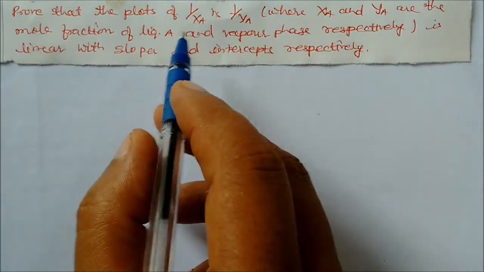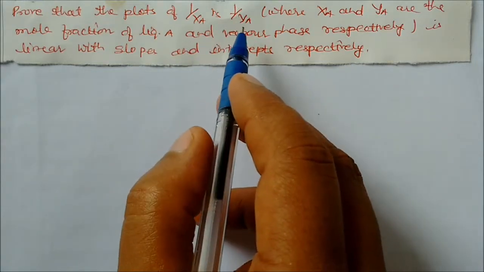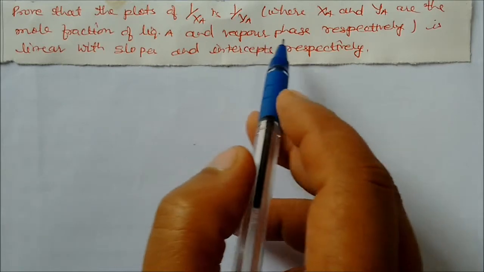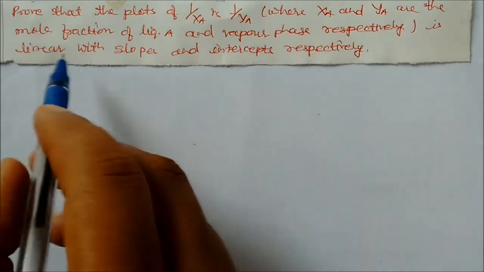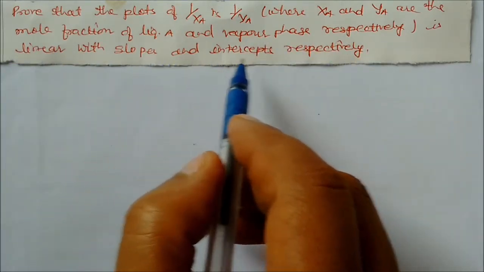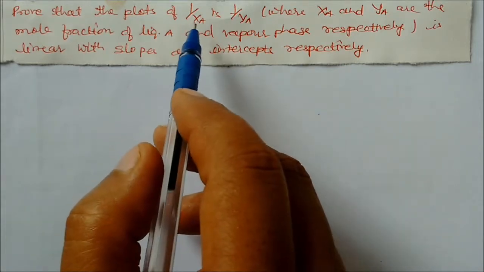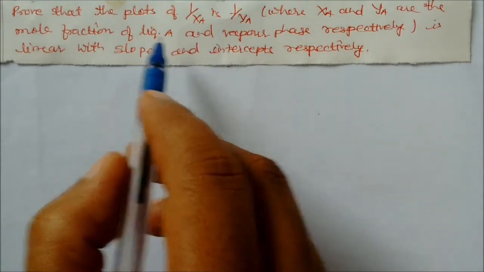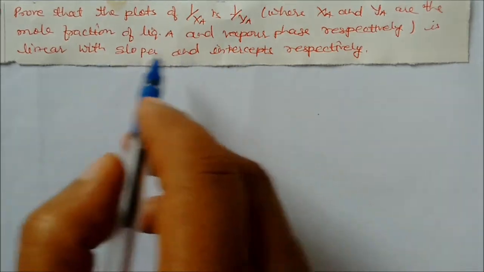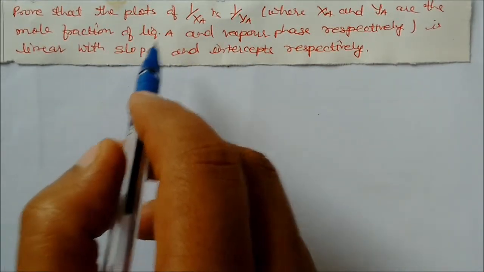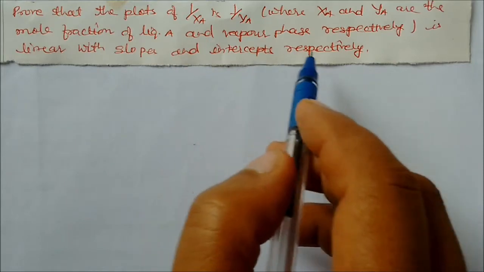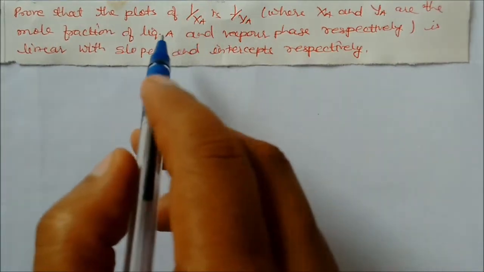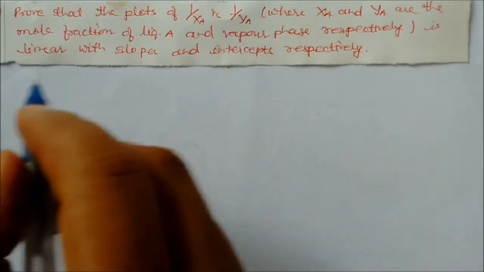Prove that the plot of 1 by XA versus 1 by YA, where XA and YA are the mole fraction of liquid A and vapor phase respectively, is linear with slope and intercept respectively. It means the plot of 1 by XA versus 1 by YA is a linear plot. So this plot is linear. So we have to find the slope and intercept of this equation. So we have to convert this whole into equations. So how to convert it?